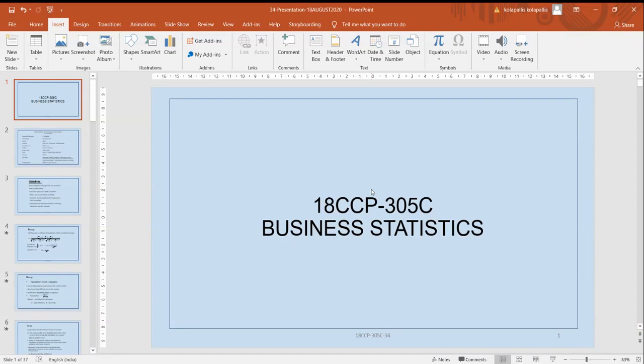In business statistics, in the last lesson, we have seen about the Spearman's rank correlation. We have worked out some examples, and we got some assignment problems also. In Spearman's rank correlation, we have two methods or two cases: when ranks are given and when ranks are not given.